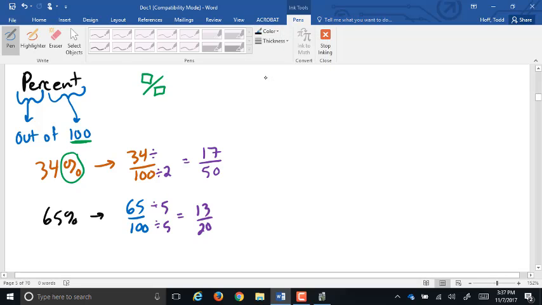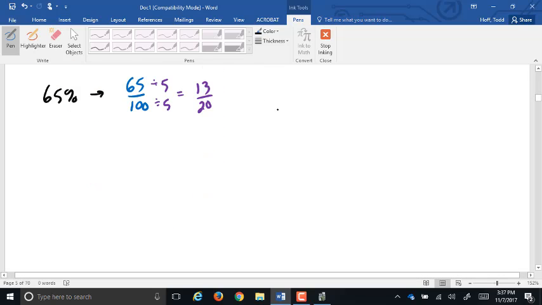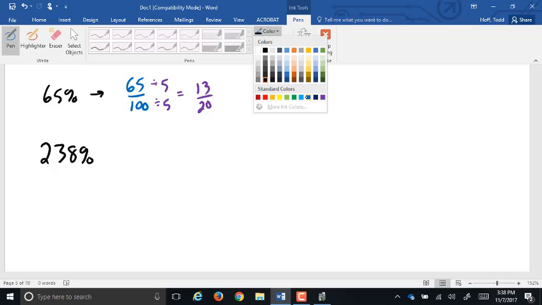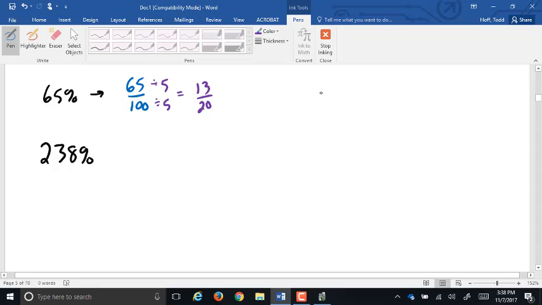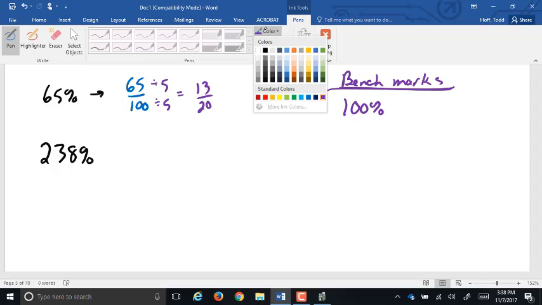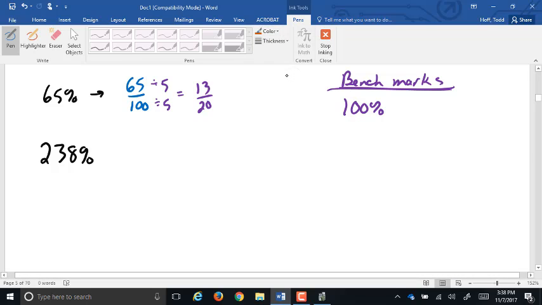Now it doesn't stay quite that simple. It can be a little more complicated. We can run into something like 238%. Now, first of all, there are some things in percents that I want to talk about called benchmarks. We're going to bring them up here and there a couple of different times through the discussion today. One of the benchmarks I want to mention here is 100%. What does 100% represent? What does it mean?